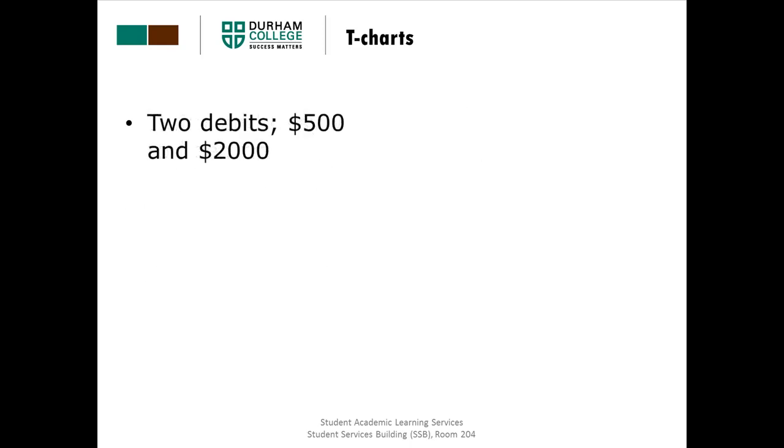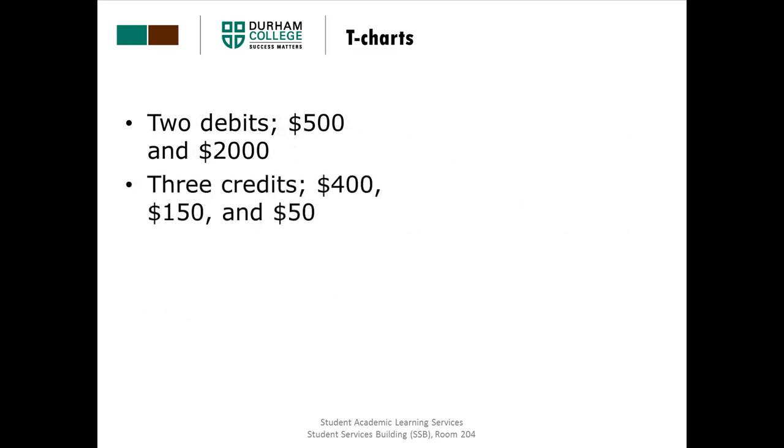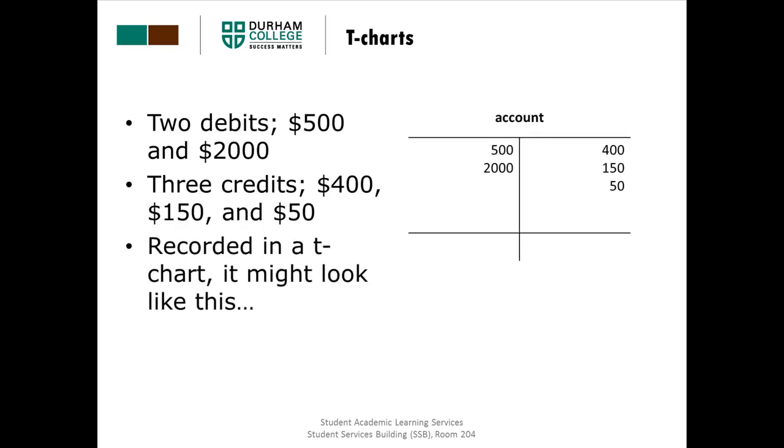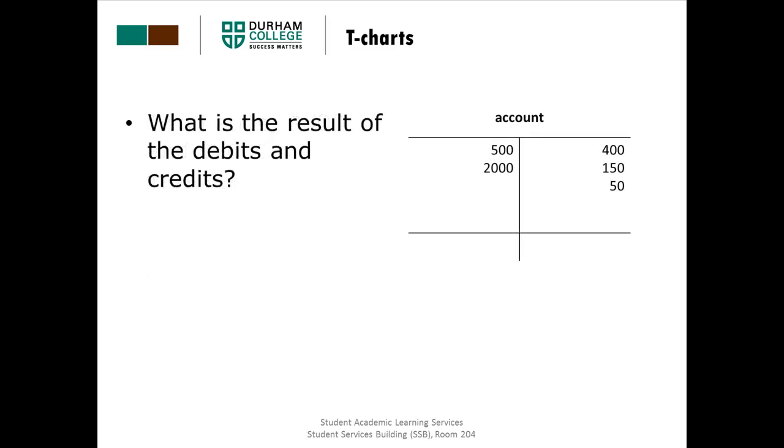Let's say we have an account, the name doesn't matter just yet, that has 2 debits, $500 and $2,000, and 3 credits, $400, $150, and $50 applied to it. Recorded in a T-chart, it might look like this. That's wonderful and all, but what is the result of all those debits and credits?